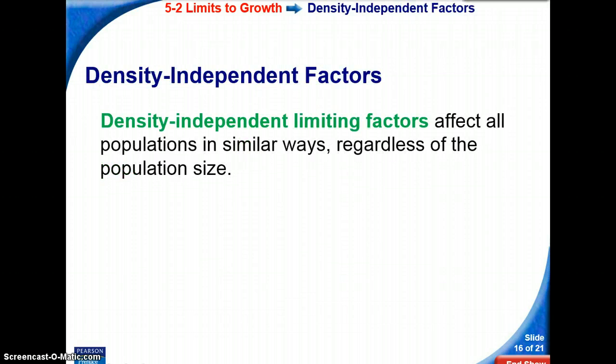Then we need to move on to density independent factors. The density dependent factors before depended on the size of a population, but the density independent limiting factors affect all populations in similar ways regardless of the population size.